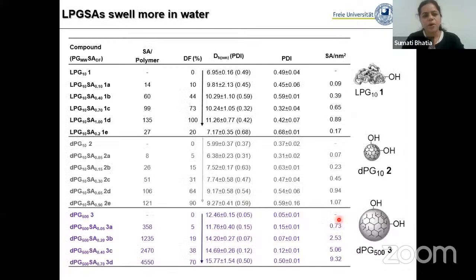So in the end, we had all these compounds prepared, and then one can determine the hydrodynamic diameter of all these polymer scaffolds. So here are the linear polyglycerols with increasing sialic acid density, like 10%, 40%, 70%, 100%. And then here it is 10 kDa and 500 kDa dendritic polyglycerol, from 5% to 90%, and then from 5% to 70%.